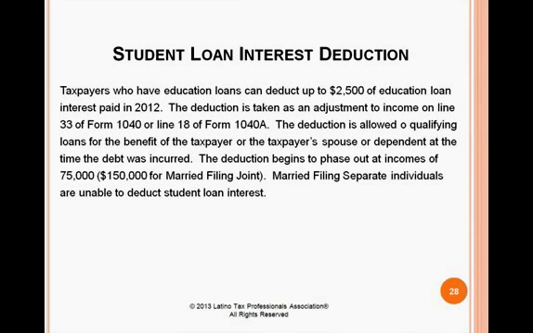That is a form that goes to the IRS, and you can include that on line 3 of the adjustments to income. The deduction is allowed on qualifying loans for the benefit of the taxpayer or the taxpayer's spouse or dependent at the time the debt was incurred. The deduction begins to phase out at incomes of $75,000, or $150,000 for married filing jointly. Married filing separate individuals are unable to deduct. There are many credits and different deductions that don't qualify for married filing separate status.